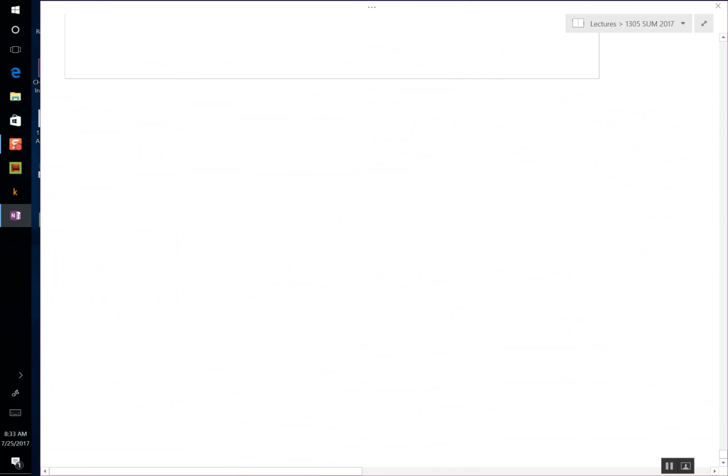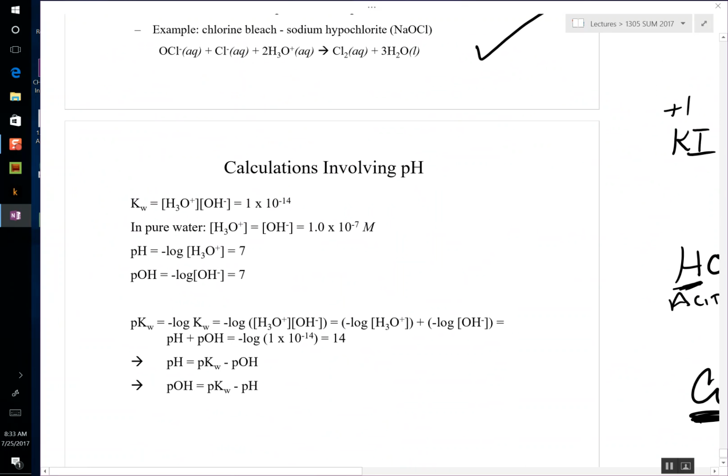Okay, so that's chapter 8, and the last slide was just kind of alluding back to acids and bases. Any comments on chapter 8? We can come back to it when we do our review.